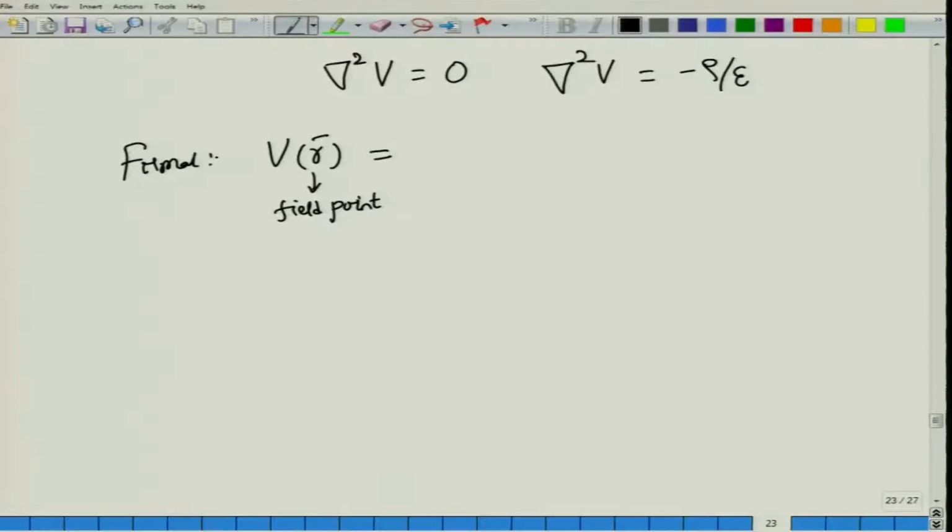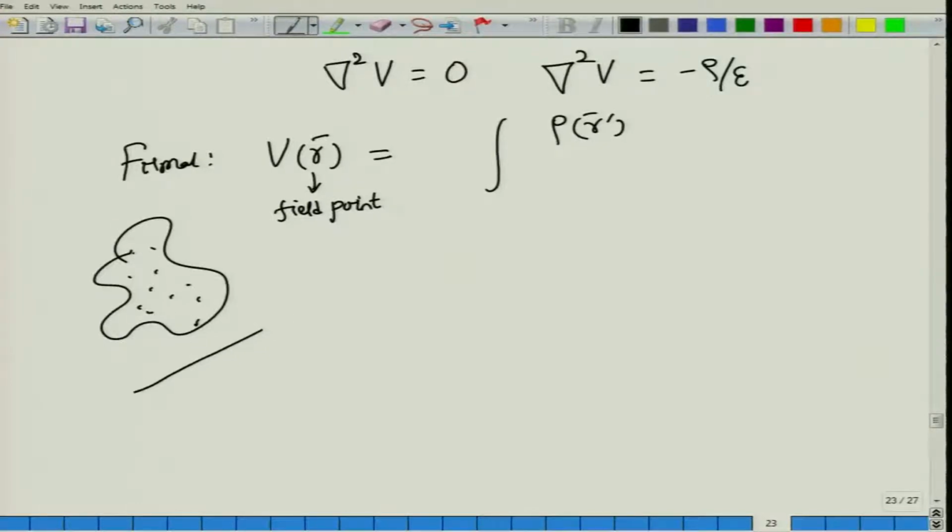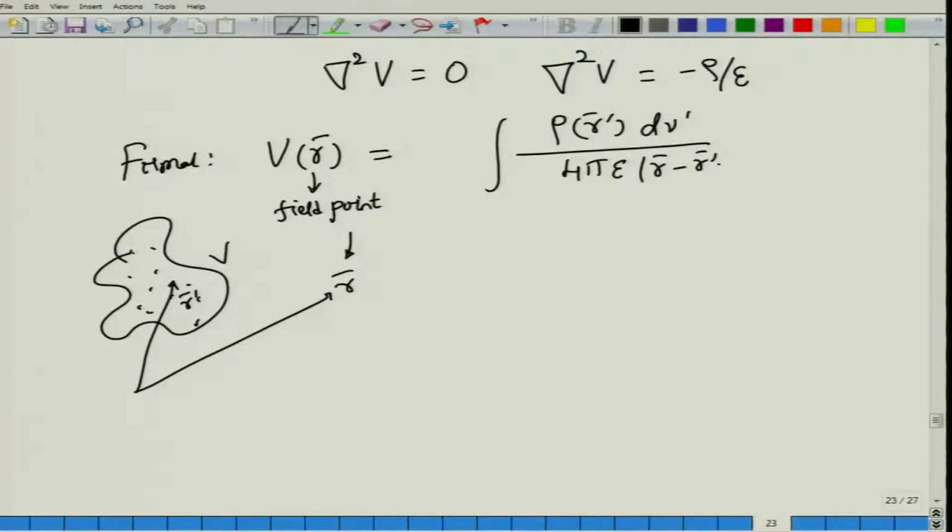So this formal solution is an integral over the charge distribution in the given region. So for example, this is the region where the charge is distributed. Any point at which I am evaluating the potential is called the field point, and the corresponding position vector for the source point will be denoted by a prime on the letter r. So you have rho of r prime, which is a scalar field, a function of a vector r prime, and the result is a scalar, integrated over the volume dv prime occupied by that region, divided by 4 pi epsilon times the magnitude of r minus r prime.